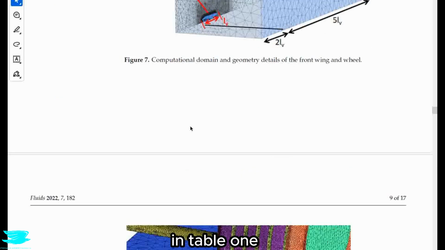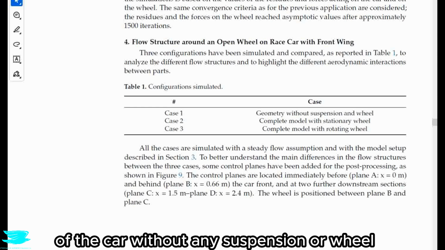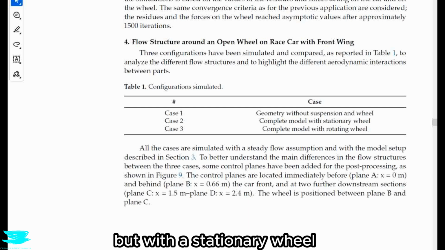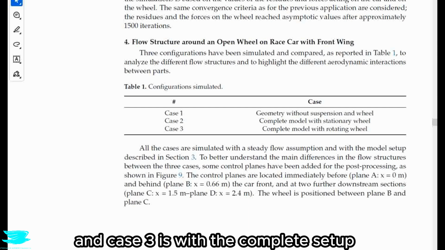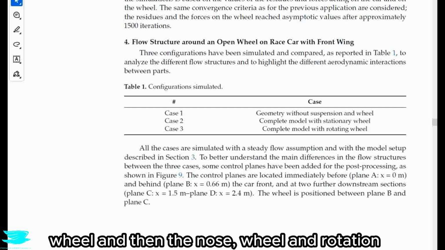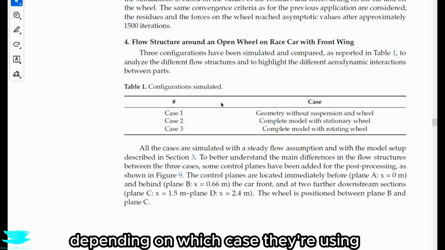Anyway, in table 1, if we scroll down here, we see that they simulated different cases. Case 1 is just the nose of the car without any suspension or wheel. Case 2 is the complete setup, but with a stationary wheel. And case 3 is with the complete setup and a rotating wheel. So we see the difference between just the nose, then the nose and the wheel, and then the nose, wheel, and rotation. Now the CFD ranged from 34 to 45 million cells, depending on which case we're using.